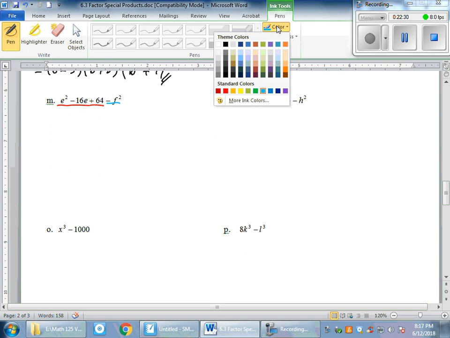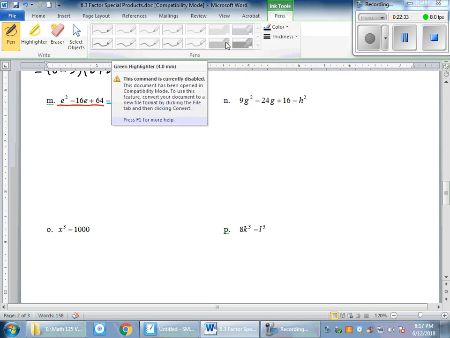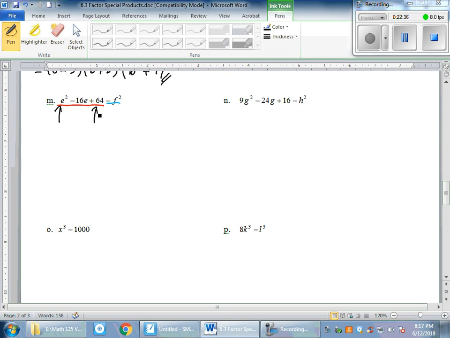Once again, how do I check a perfect square trinomial? My first term is a perfect square, my last term is a perfect square, and the middle term is 2 times first times last. So this is e squared, this is 8 squared. E times 8, and then times 2, that would be 16e. So that's how we figure it out. Now that we know this is a perfect square trinomial, this will become e minus 8 to the second power minus f squared.